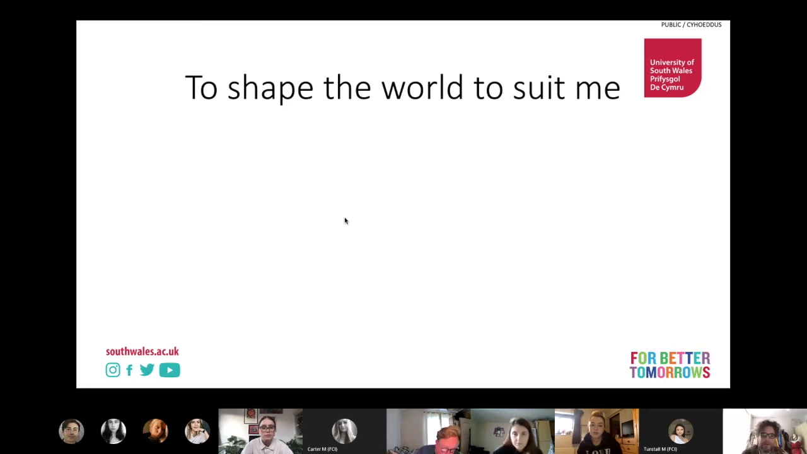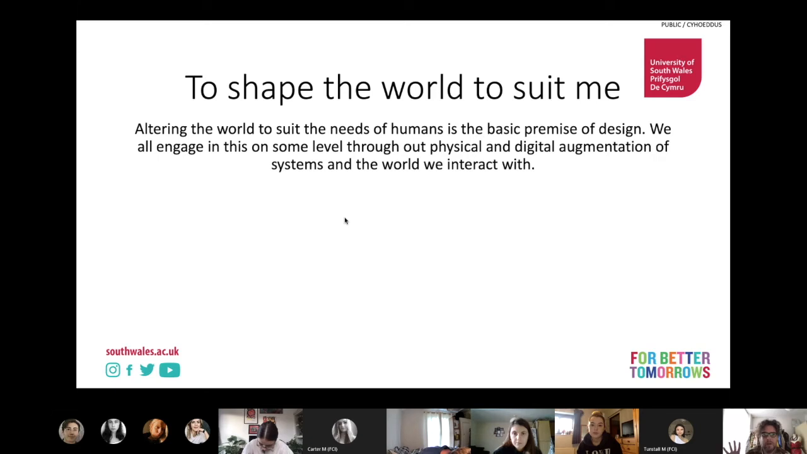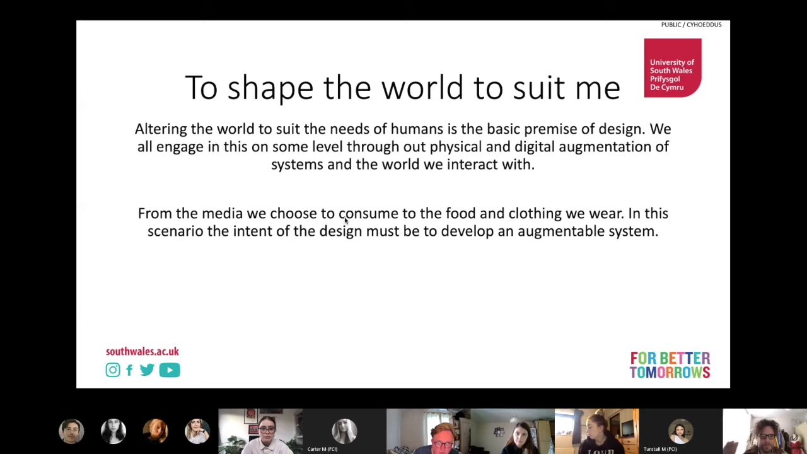The next motivator that we looked at in that article is this idea of shaping the world to suit yourself. So to suit the user. We perhaps think about this as the basic tenet of design, that altering the world to suit our needs as humans is what design is all about. And as humans and as designers, we augment the world in a physical way, in a digital way, all the time. So we consume specific food, we purchase specific clothing, we connect to different media, and in this way, we move the world around.